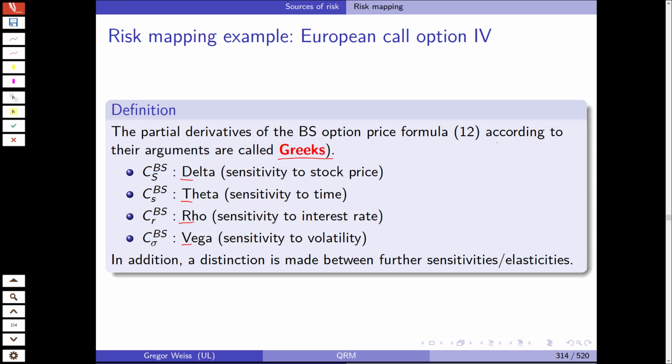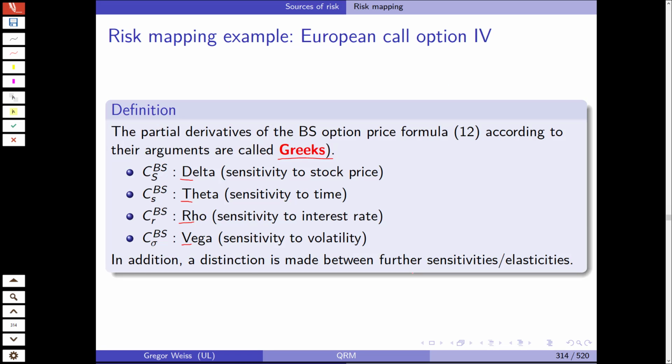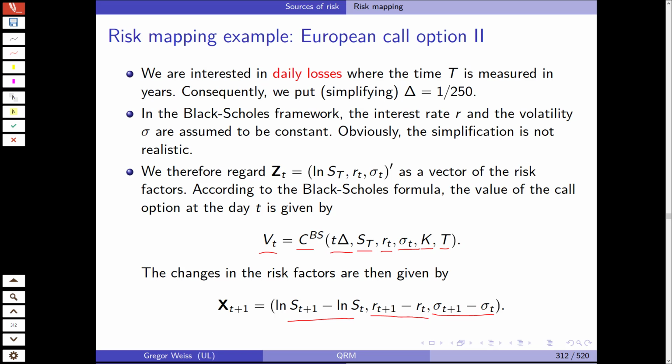By the way, the option delta is by far the most important risk measure for options, and you can see this here. It enters our financial losses with a huge weight, and that's the option delta. Do you see another reason why the option delta is so important? If you've already taken the class on financial risk management, you know that option delta is also used in delta hedging, but there's another simple reason why the option delta is so important.